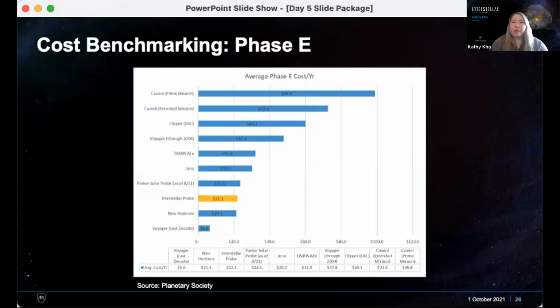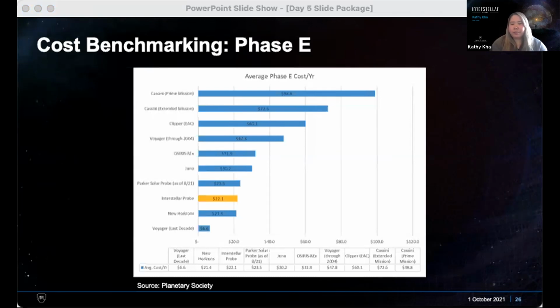Okay, so cost benchmarking for phase E. At an average cost per year basis, Interstellar Probe is only running around 22.7 million per year. It's highlighted there in orange. So we're actually on the lower end of what we expect, or what other large strategic missions have spent for phase E.